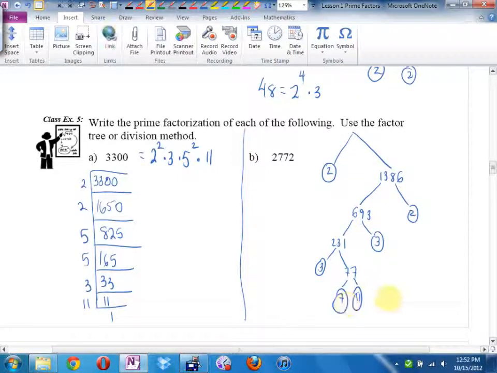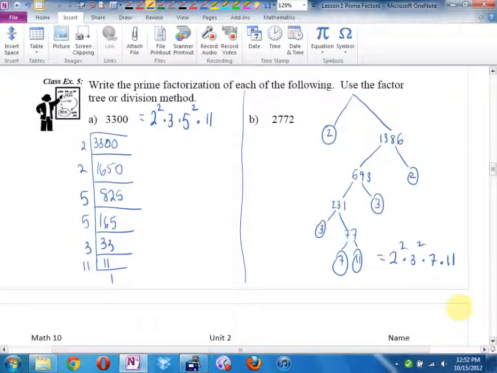So, final answer. How many 2's? 2. How many 3's? 2. How many 5's? None. How many 7's? 1. How many 11's? 1. There's the prime factorization of 2,772. Is that okay?